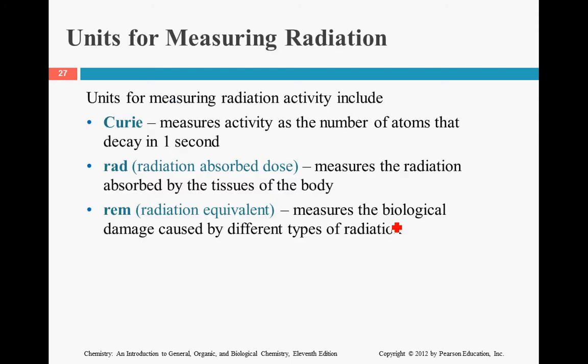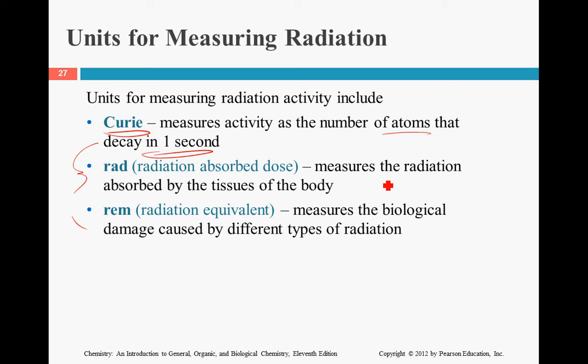There are several units for measuring the radiation. The very first one was the Curie. That is basically saying how many atoms decay in 1 second. That's still used, but these have more actual biological meaning: the rad and the rem.